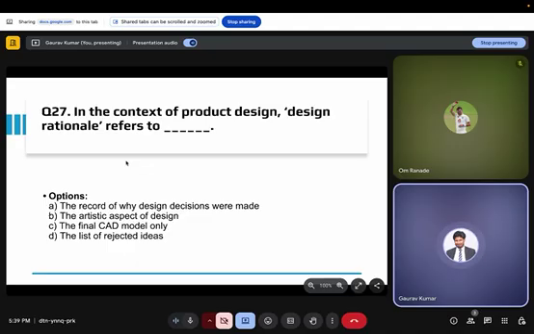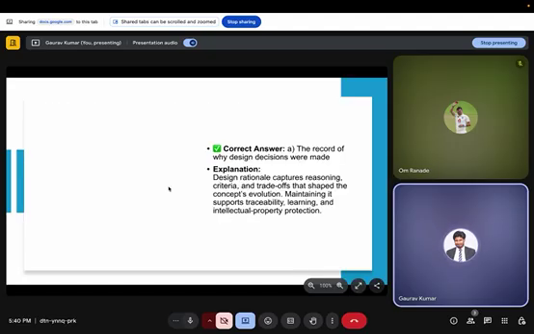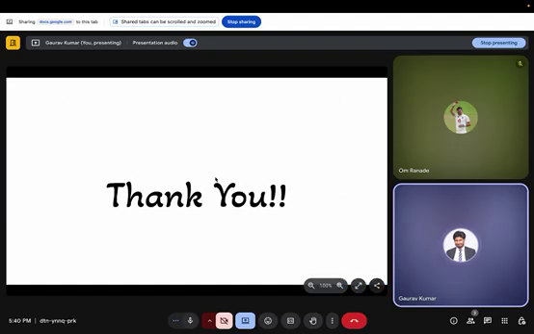So week 12 concludes with this notion, positioning design rationale as the intellectual footprint of systematic design, and it transforms design from an act of intuition into a disciplined, traceable and communicable engineering process. Okay, so A is the right answer.